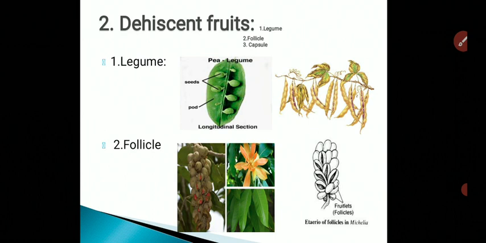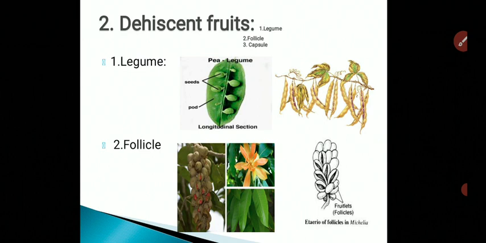Now in this video we are going to discuss dehiscent fruits, or simple dehiscent fruits, as well as aggregate and composite types of fruits. So let's start with the dehiscent fruits. These fruits are dry fruits in which the pericarp breaks at maturity to liberate or disperse the seeds, and these fruits are classified on the basis of mode of dehiscence and position of dehiscing suture.